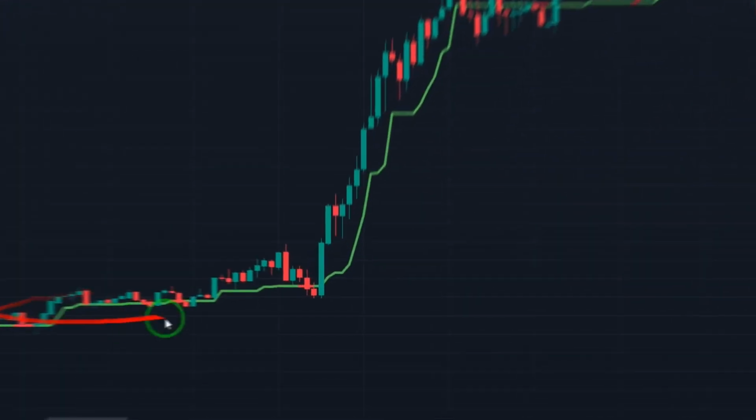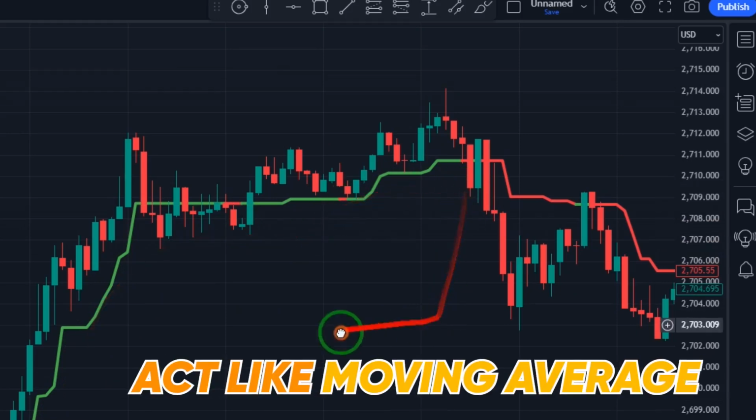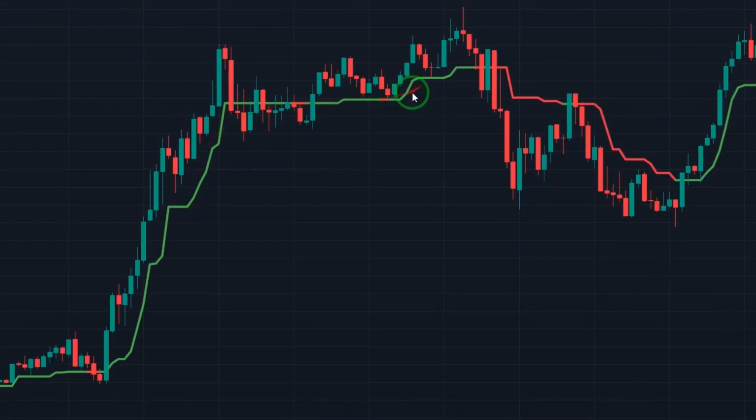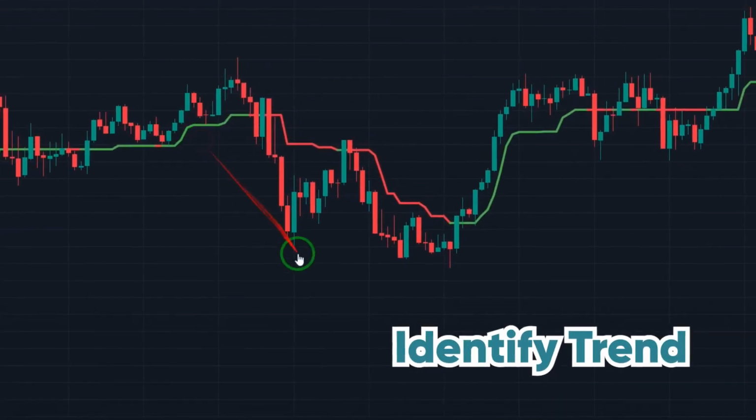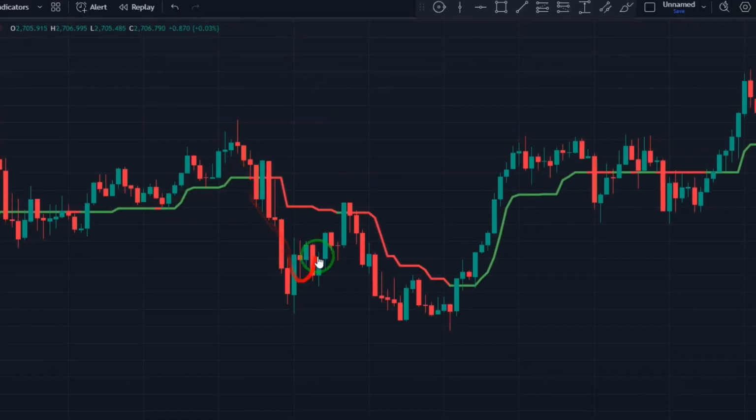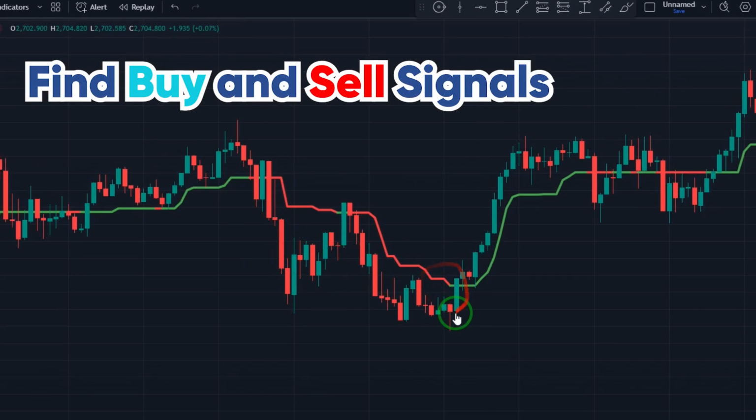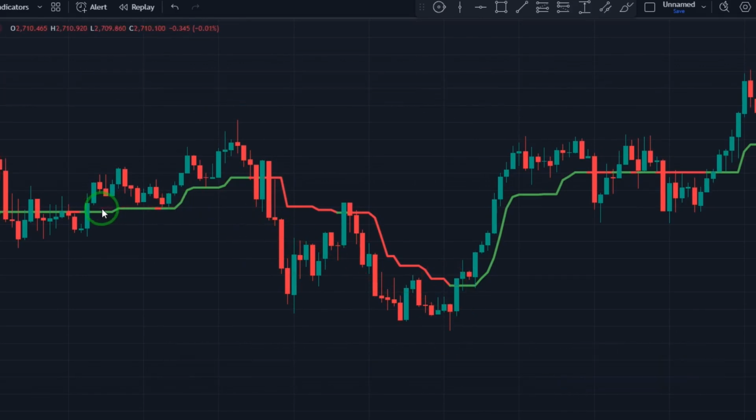Well, this indicator has a middle line that acts like moving averages, with the difference that it changes color itself, making our job easier. We can also use this indicator to identify trends, but today we are using it to find buy and sell signals and points for entering trades. How? It's simple. You just need to find the points where the color changes in this middle line occur.